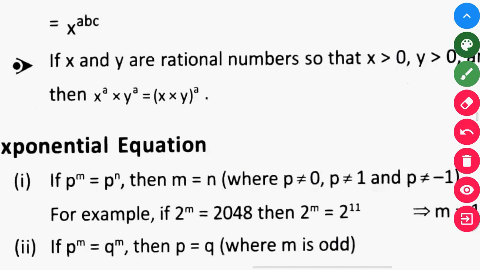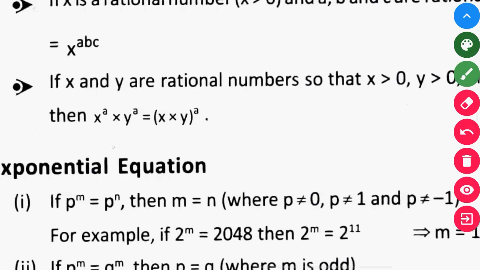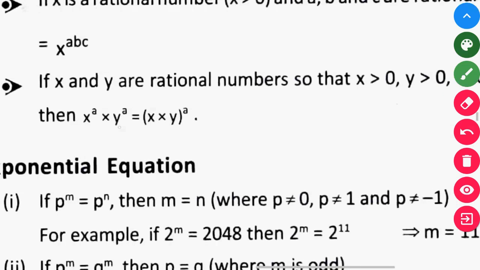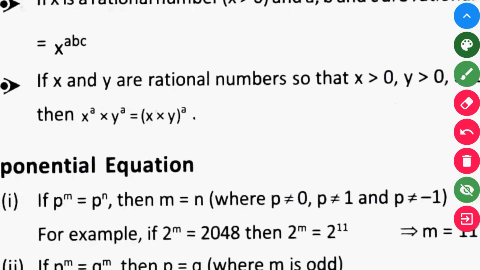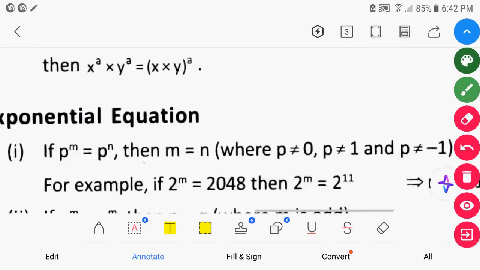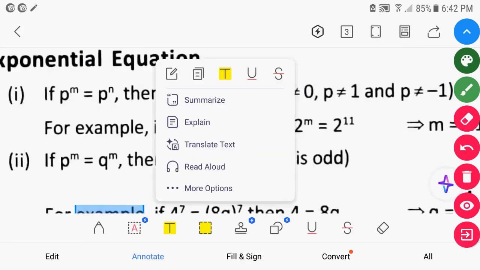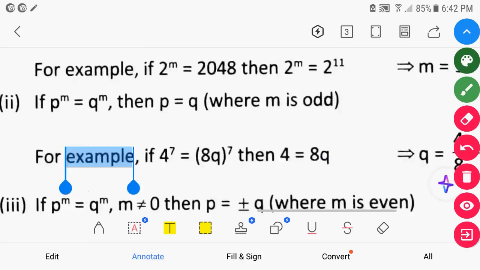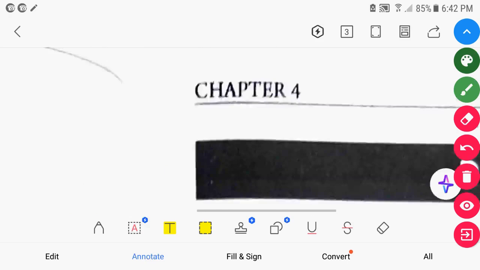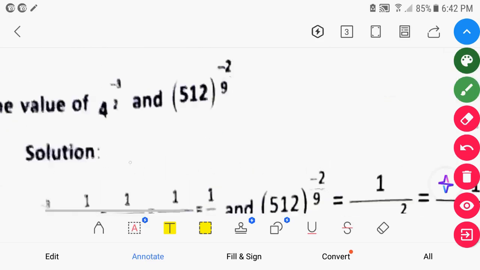Okay, now the same, if the exponent is common and the bases are different, you just multiply the bases and the common exponent can be written as common. I will show you when we solve the sums, then you will understand it better. Now we'll move to the solved examples.